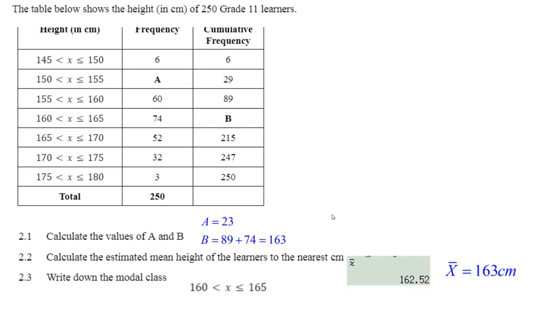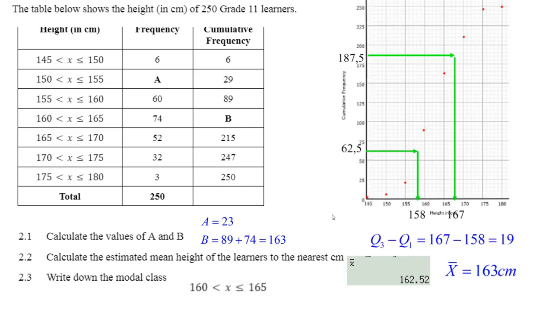Now, there is another question here, and they ask you to find the interquartile range. And what you have to do is take 250 and take 1/4 of it. That's 62.5. And take 3/4. Go 3 over 4 times 250. You'll get 187.5. Just run straight over.